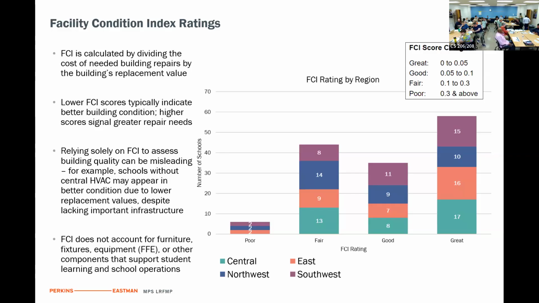And then also just noting FCI doesn't take into account FF&E, which is furniture, fixtures, equipment, so technology, and other unique building components.